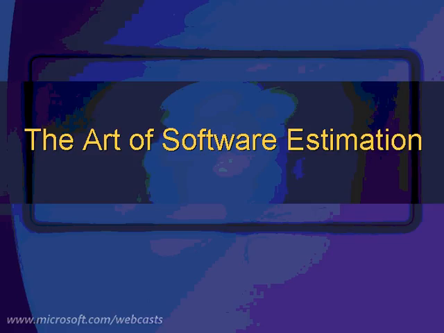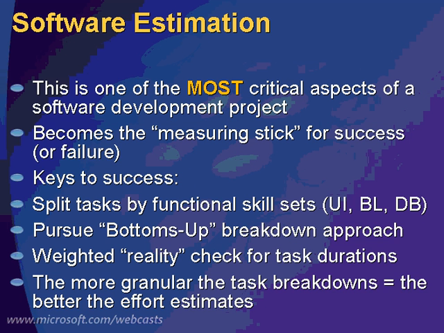So shifting gears a little bit, talk about the art of software estimation. And I really do believe this is an art for a lot of reasons. If you think about it, it's really one of the most critical aspects of software development, because it becomes the measuring stick for success or failure. A lot of times people will evaluate whether the project is successful or not based on whether we hit the deadline. So software estimation is huge in terms of being able to predict that successfully and come out on top.